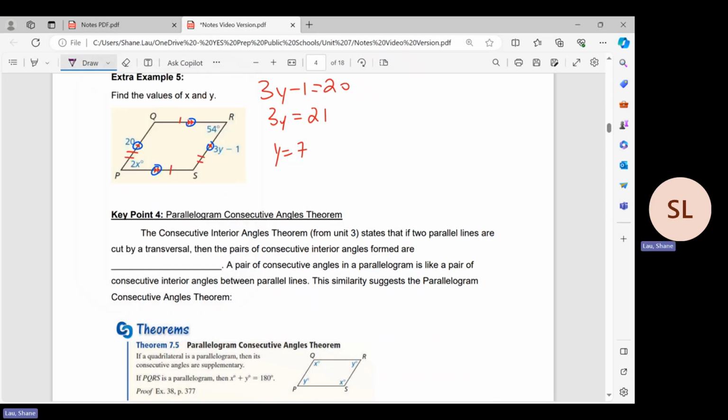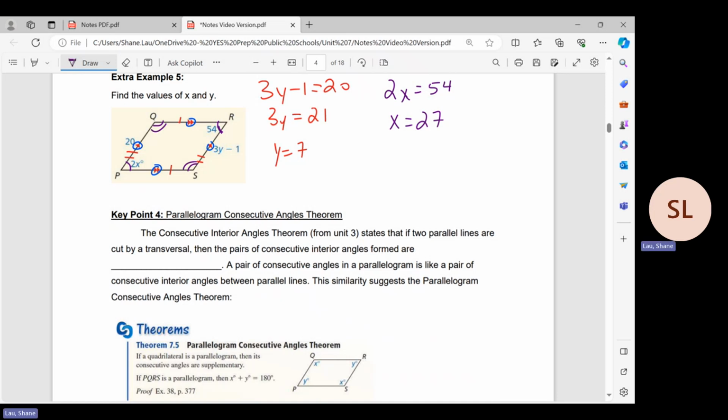Now time for our angles. We know P and R are going to be congruent, and we know S and Q are going to be, because they're opposite angles from each other. So 2x equals 54. Divide by 2 on both sides, we're going to get 27 as our answer. And that's pretty much it.